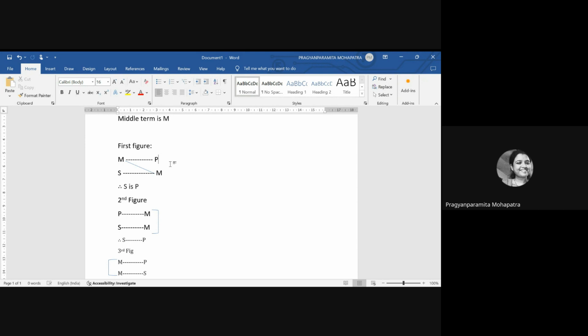Basically there are only 19 modes which are said to be the valid moods of the syllogism, out of 64, or in the widest sense 256 moods, which I will explain. Out of the possible moods we can have only 19 valid syllogistic moods. Okay, is it clear?